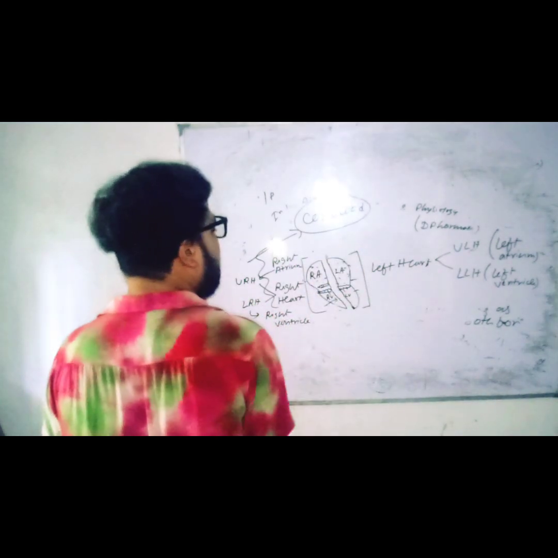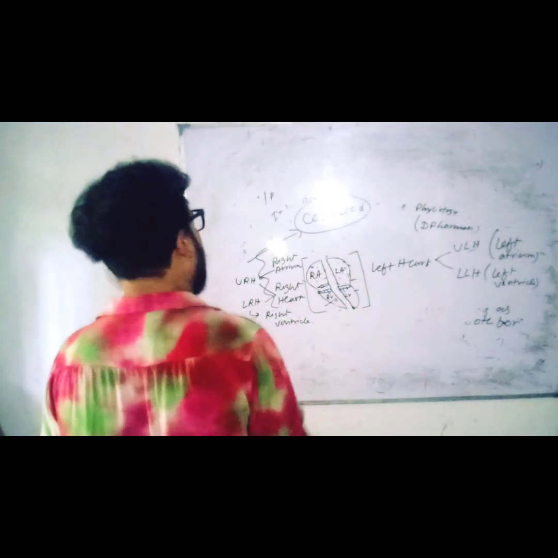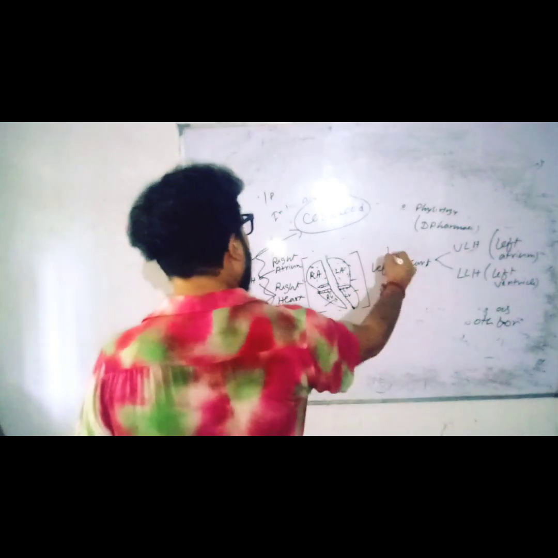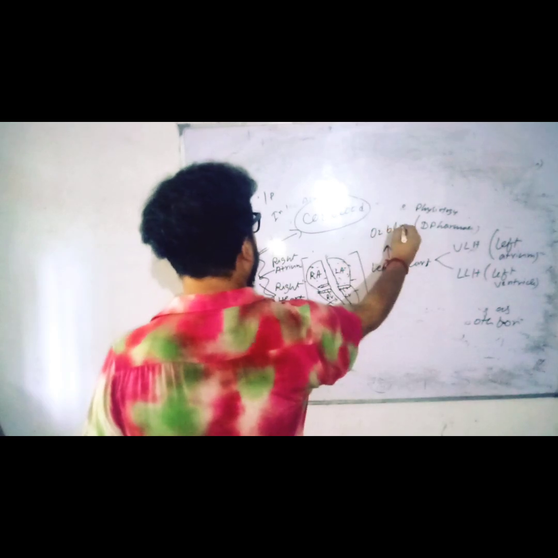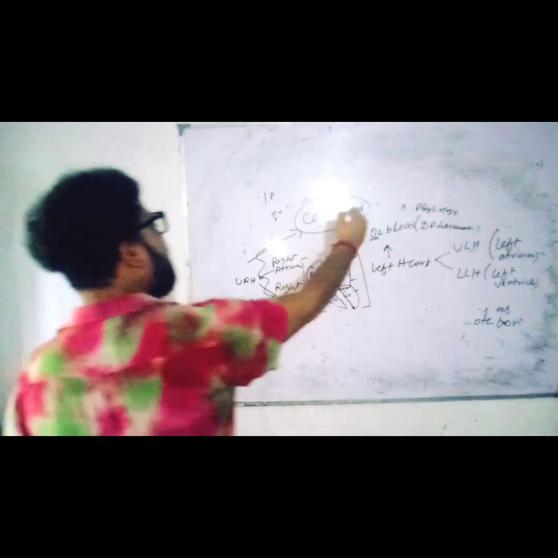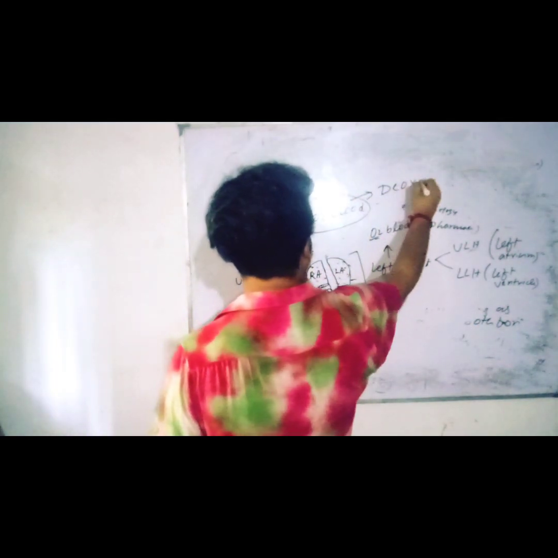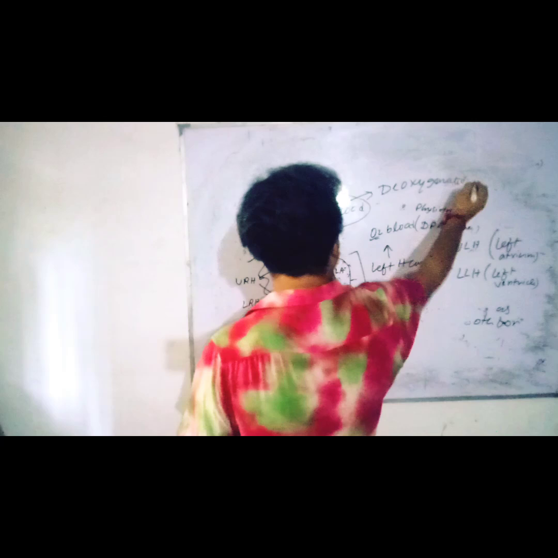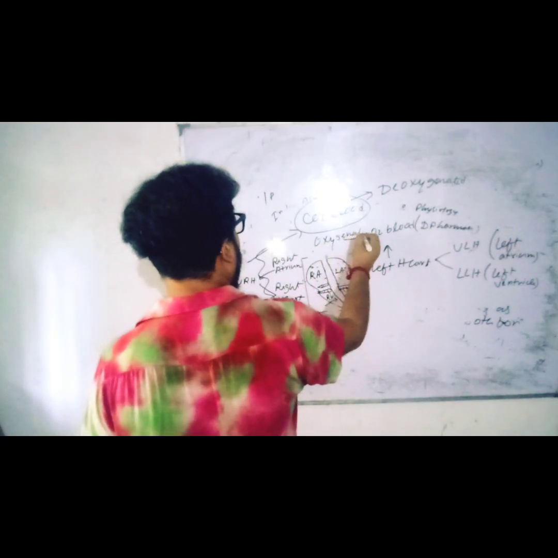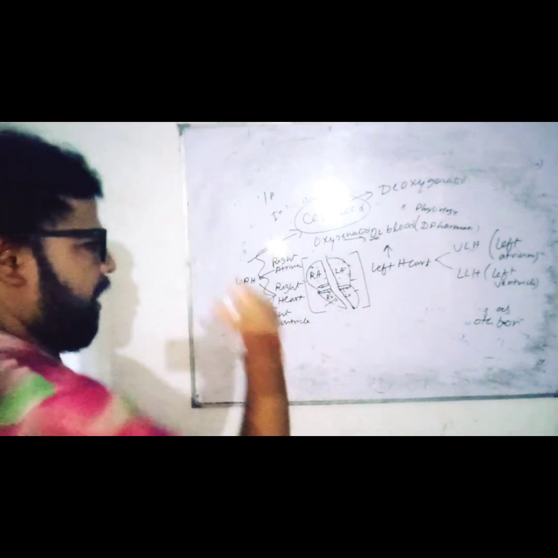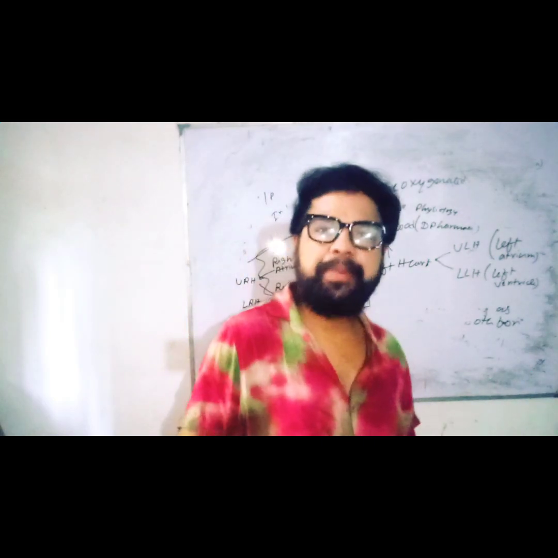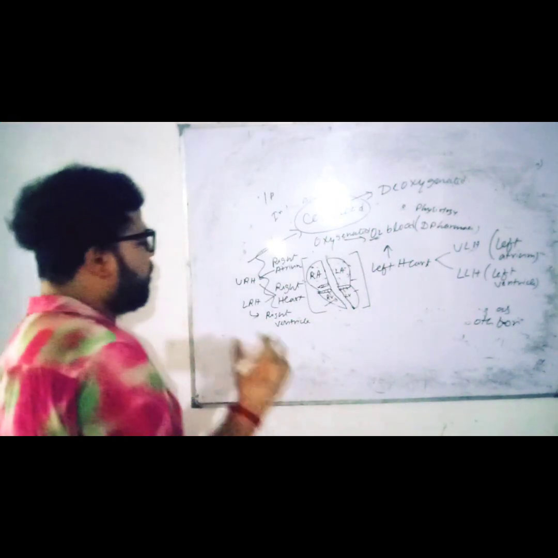Similarly, the left-sided heart is also dealing with O2 or oxygenated blood. CO2 blood means deoxygenated blood. O2 blood means oxygenated. That means the left atrium also deals with oxygenated blood and the left ventricle also deals with oxygenated blood.